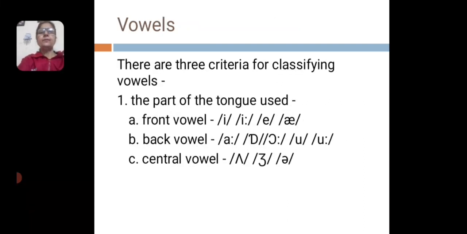Now we are coming to vowel sounds. There are three criteria of classifying the vowels. The first is the part of the tongue used. Front vowels are I, E, A, I. In Hindi we say na I, E, A, I. In English also pin, sheet, A and I, kite, A, let. Back vowels are those vowels in which A, O, U, U. And central vowels are cup, then bird, then sound earlier. These are some of the vowel sounds.